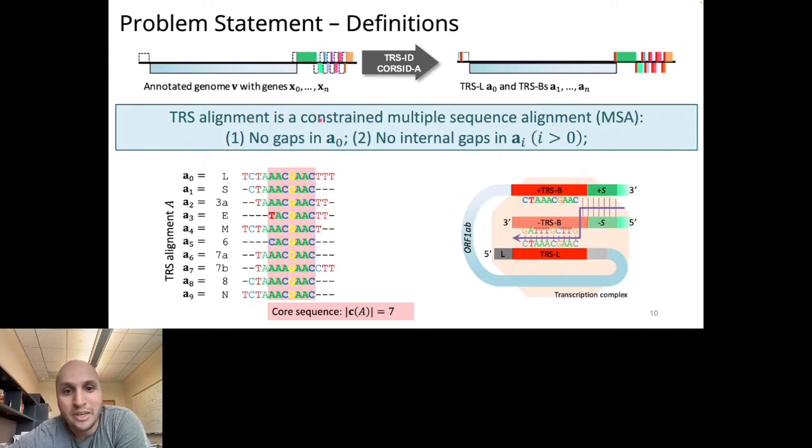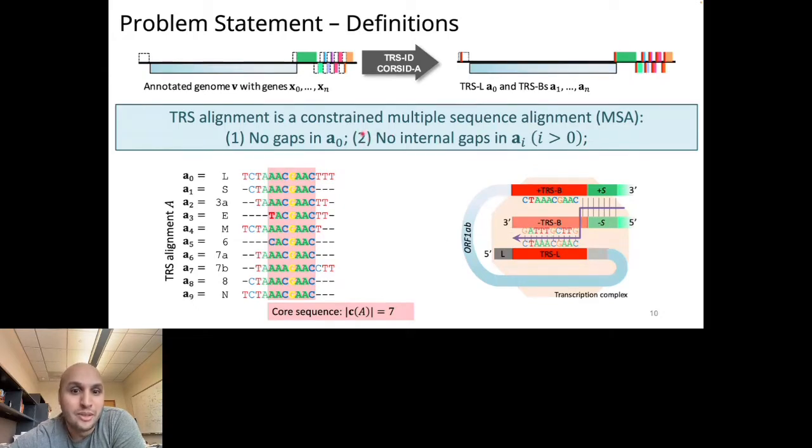A TRS alignment is a constrained multiple sequence alignment, and it differs from a regular multiple sequence alignment. The differences are as follows. First of all, the first sequence corresponds to the leader, and we don't want to have any gaps in the leader sequence. The reason is that there's no wiggle room here. When template switching happens, we have bases that pair up with one another. There might be mismatches, but there's no room for gaps. If there was a gap, an insertion or deletion in either sequence, we would be in trouble. It wouldn't fit perfectly anymore.